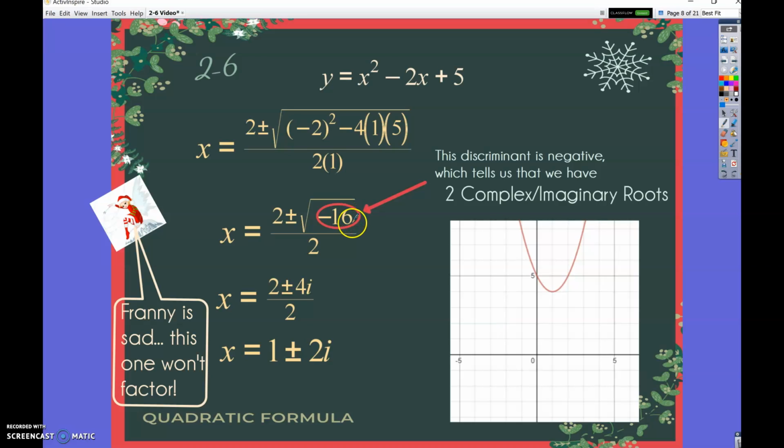As I continue down here, you'll notice that 16, remember the square root of 16 is 4. That's why you see the 4. And the square root of -1 is i. That's why you see the i there. We also could reduce all of these first coefficients by 2. So our final answer is 1 plus or minus 2i. One thing to note, Franny's still sad because not only was the square root not perfect under the discriminant, it was a negative. She was really sad.